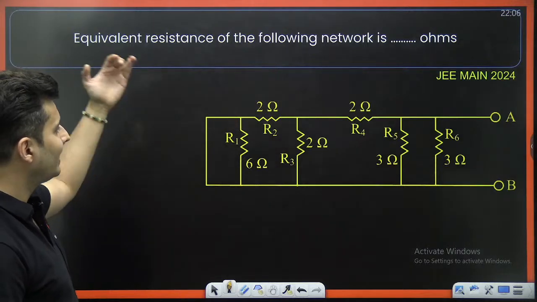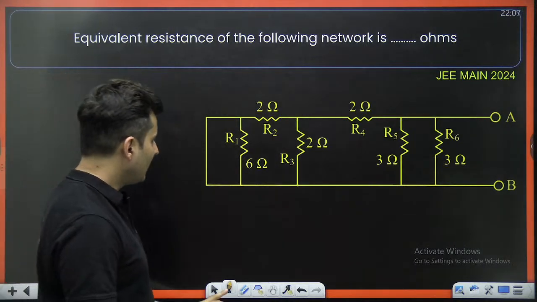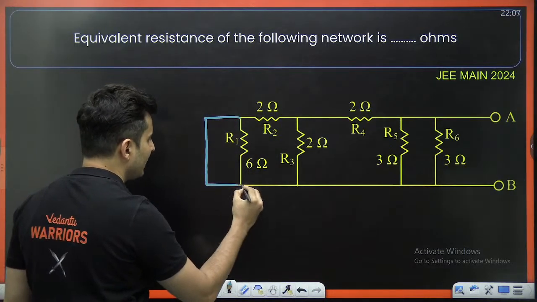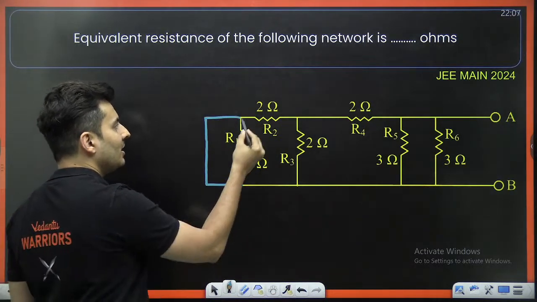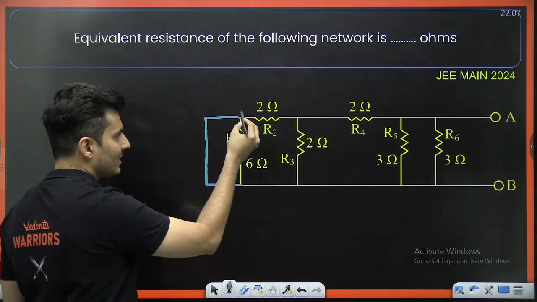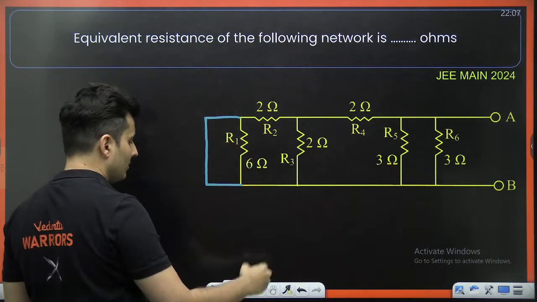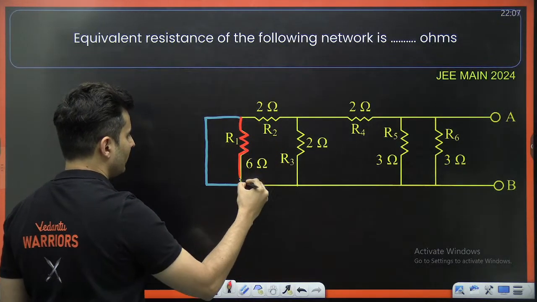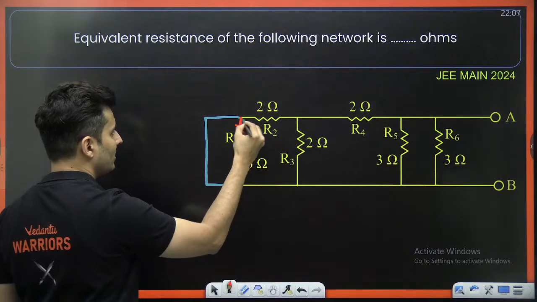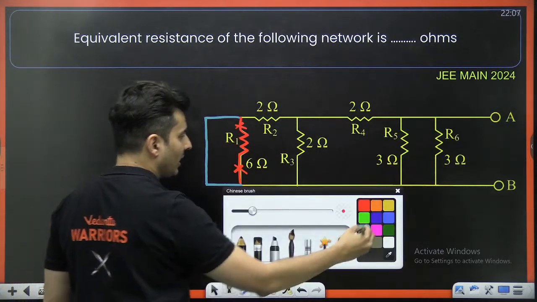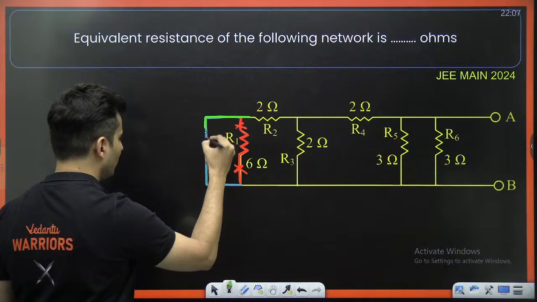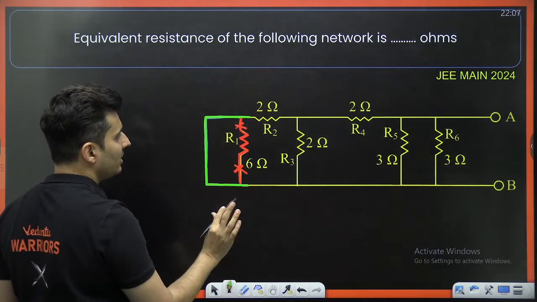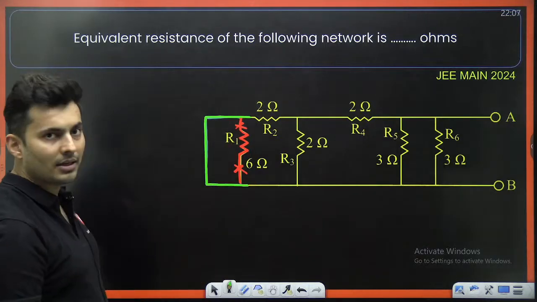Equivalent resistance of the following network is, see, if you notice over here, this wire is completely useless, I mean not useless, I would say. This wire has no resistance. So this resistance becomes useless actually, because it is now completely shorted. No current will go in this, because if current has an alternate path to travel with no resistance, it will prefer that path. So this is completely useless. Understood?